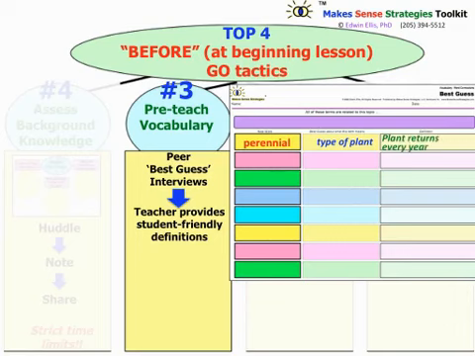And we need to make sure they're in student-friendly language, meaning we're not using terms that need defining in the definition of the new term, and so forth.